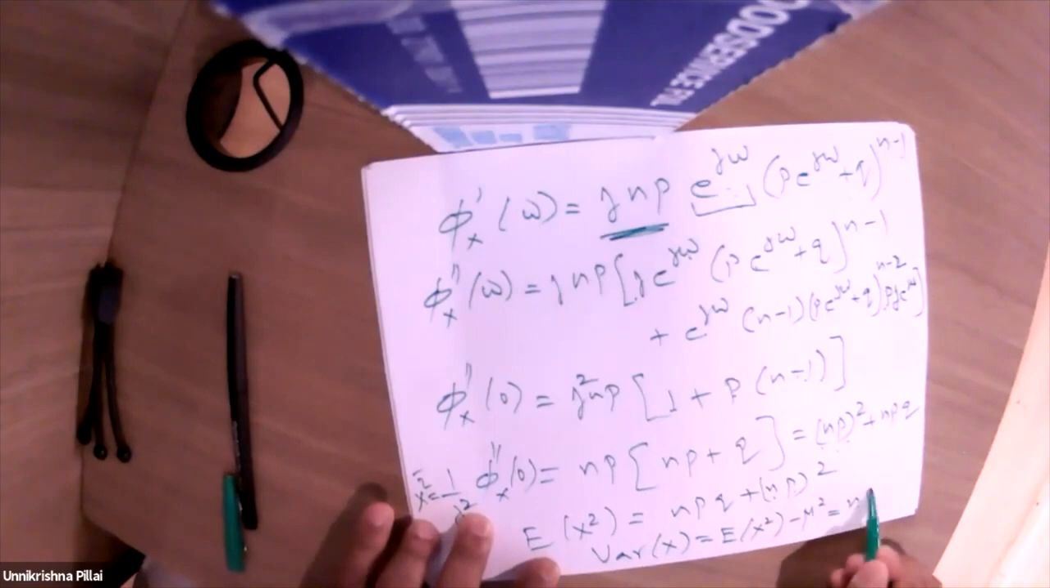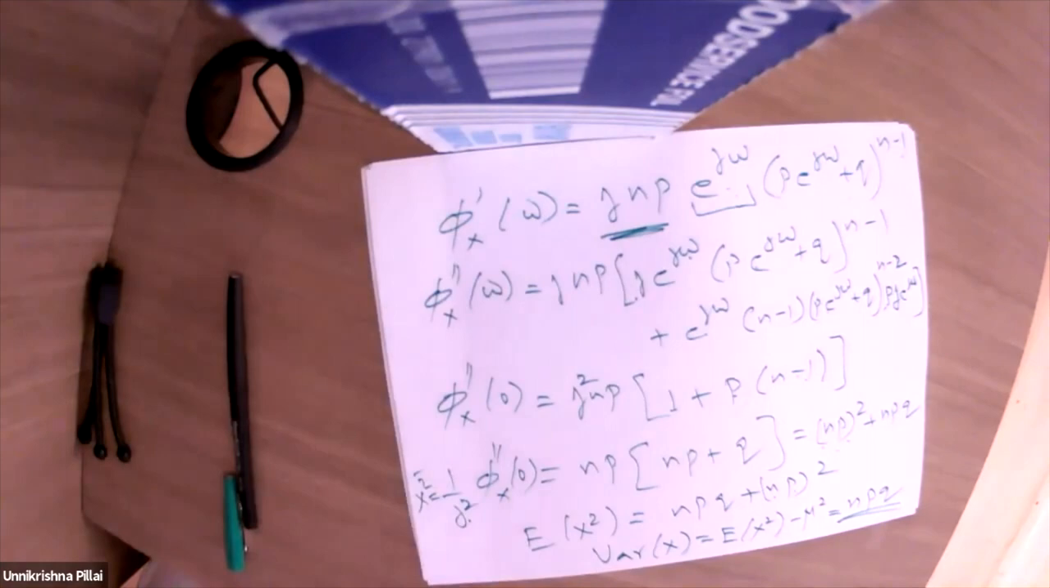So we use the characteristic function to find the mean and variance. Any questions? It's too late, but I will answer.